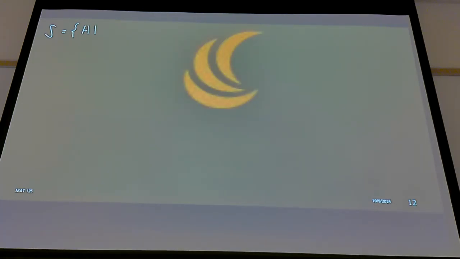You toss a heads and roll a 1. You toss a heads and roll a 2. Toss a heads, roll a 3. Heads and 4. Heads and 5. Heads and 6. Could do a tails and 1, tails 2, tails 3, tails 4, tails 5, and tails 6. Those are all of the possible outcomes of this experiment. There are 12 of them.